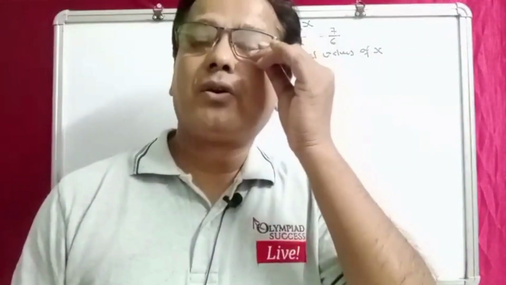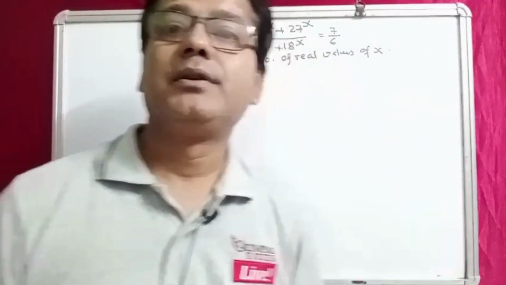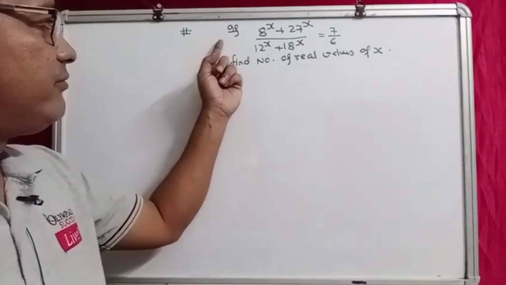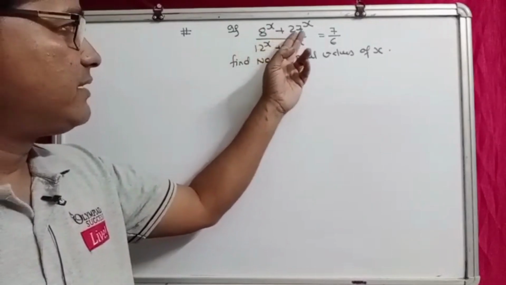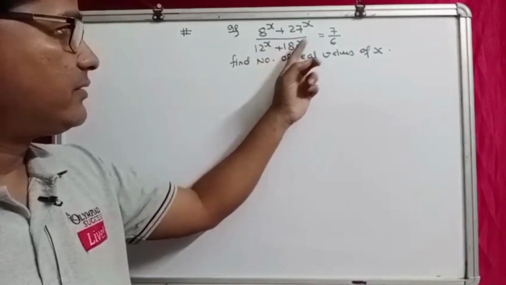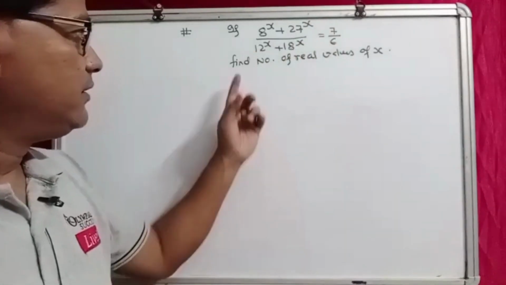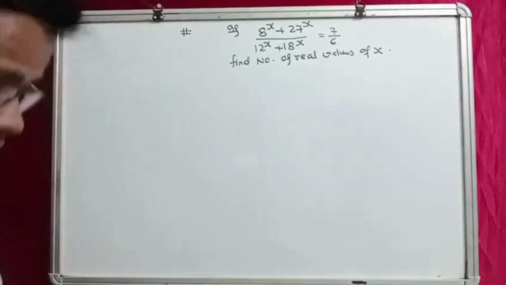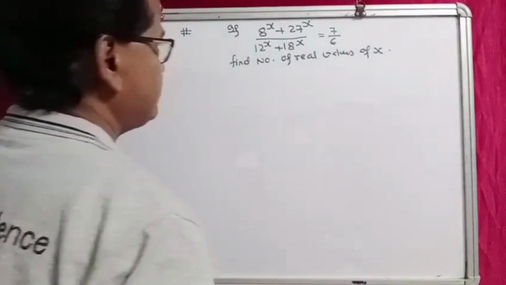Okay, so one question Sridula sent me. The question is, if (8^x + 27^x)/(12^x + 18^x) = 7/6, then find the number of real values of x. Fine. So see what is its solution.